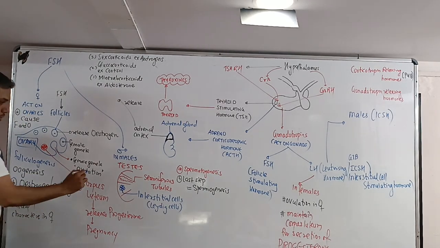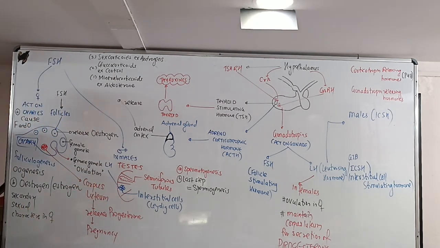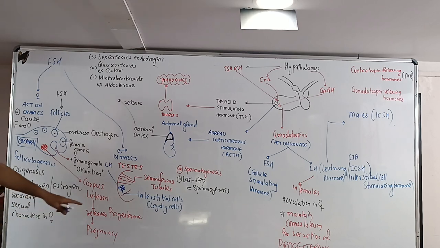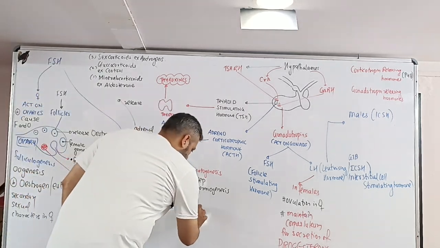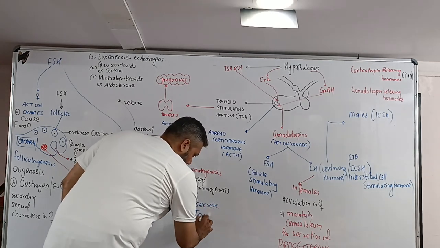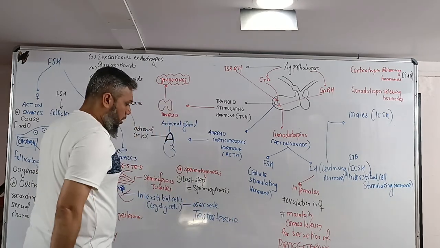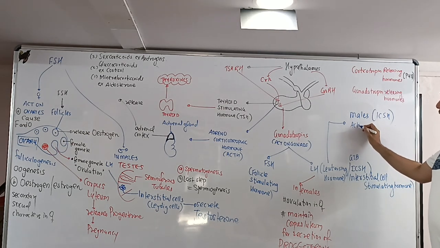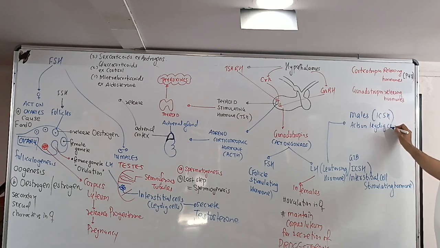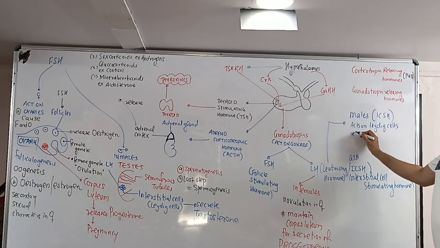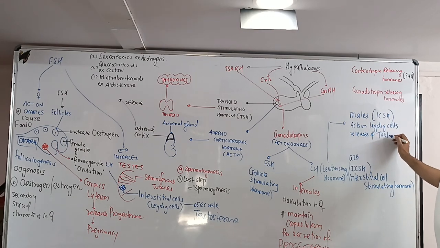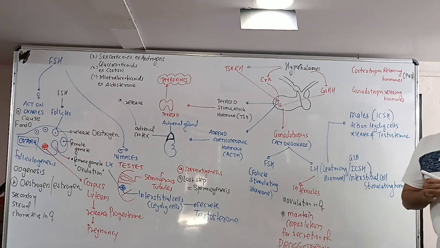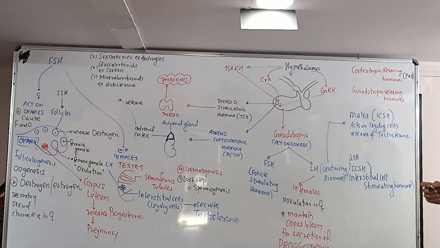Okay, LH will act on which cells? Interstitial cells, which are also called Leydig cells. And they will secrete a hormone called, what is the name of the hormone? Testosterone. So LH in males acts on which cells? Interstitial cells, or Leydig cells, and causes the release of which hormone? Testosterone. And what is testosterone responsible for? Secondary sexual characters in a male.